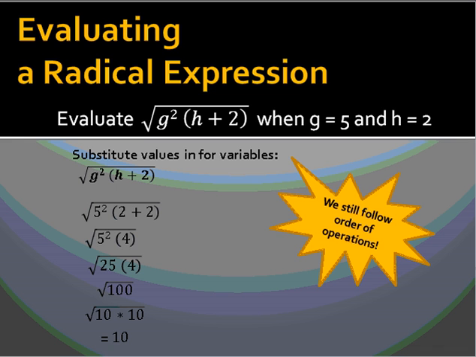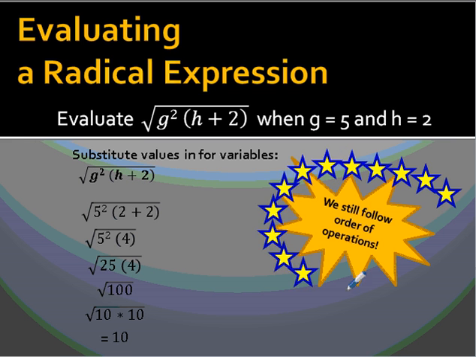Now that we got through that, we're evaluating a radical expression, square root. We're going to evaluate the square root of g squared times the sum of h plus 2 when g equals 5 and h equals 2. So we're going to substitute in values for the variables. Wherever I see a g, I put in a 5. Wherever I see an h, I put in a 2. Here's something we need to make sure that we're really aware of. And let me come and find my creative pen again. And I think this time we'll have stars since we have a starburst.